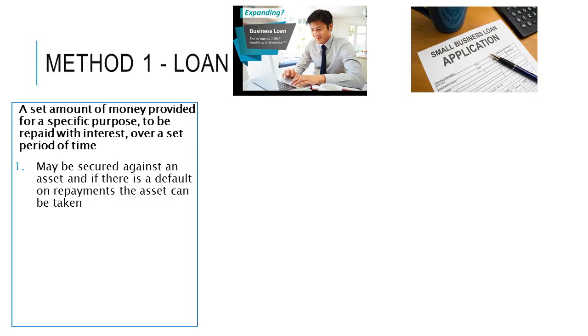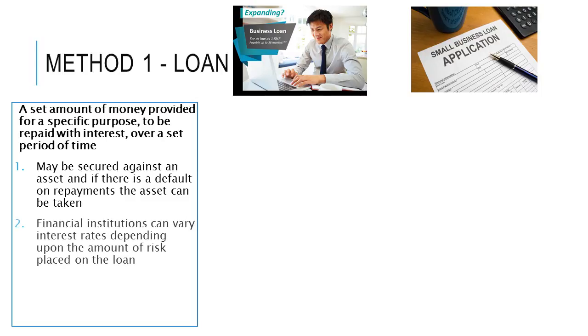Often this is secured against an asset, and if there is a default on repayments, the asset can be taken. So normally the business might nominate a bit of machinery perhaps, and if they don't pay the bank back, then the bank can force the sale of that bit of machinery to get the money back from the loan. The interest rate normally varies upon the level of risk, and the riskier you are considered to be, normally the higher the rate of interest you're asked to pay.